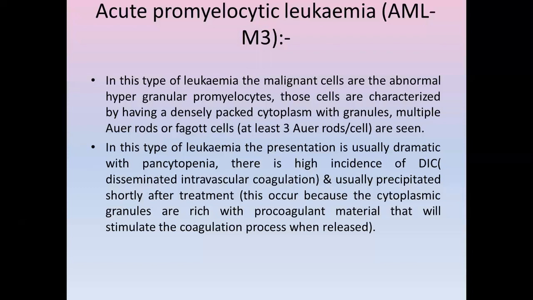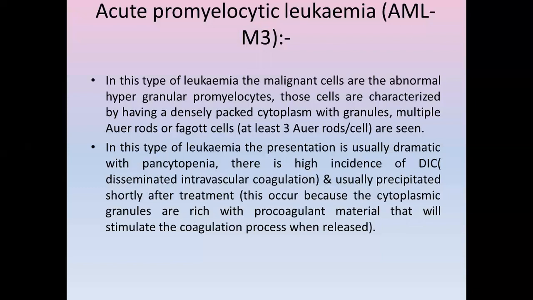These cells are characterized by having densely clumped, deeply basophilic cytoplasm with granules, multiple Auer rods, or faggot cells. We said before that the presence of Auer rods is pathognomonic of acute myeloid leukemia, not acute lymphoid leukemia. But when I find a subtype of acute myeloid leukemia with multiple Auer rods, I mean when I say multiple, many, 3, 4, 5, even 10 Auer rods, I name it faggot cell.